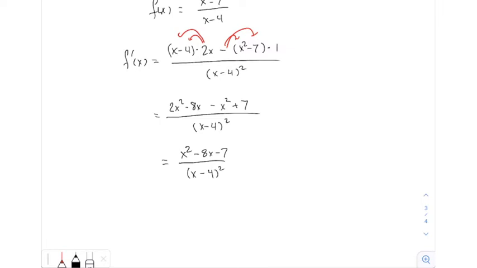And let's factor the top. I like to see everything factored out in this type of problem. That's the way you want to do it. So I factor the top. It's going to be x minus 7, x minus 1, right? Over x minus 4 squared.